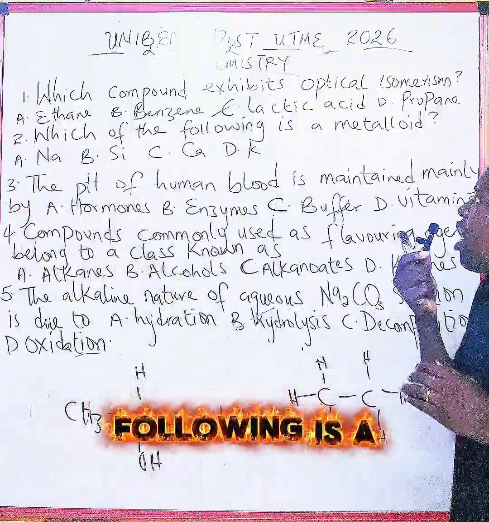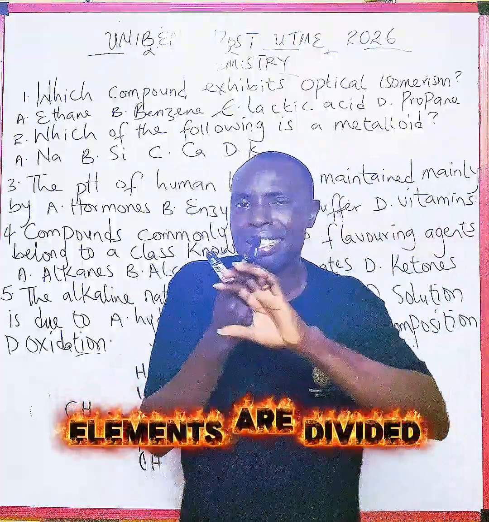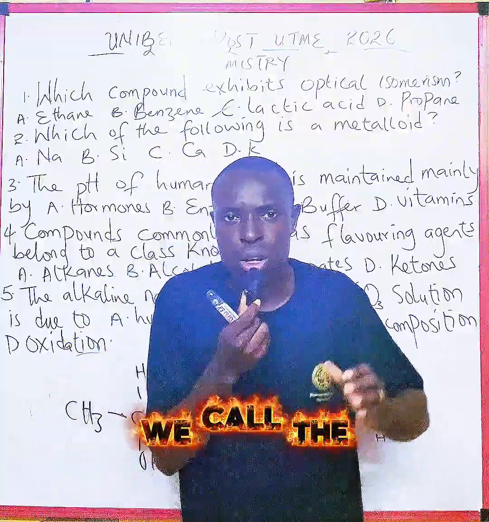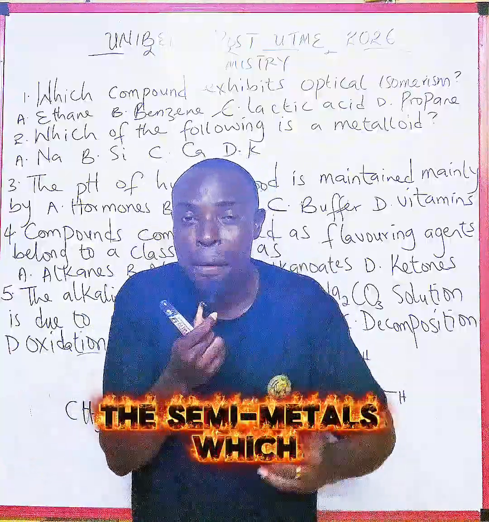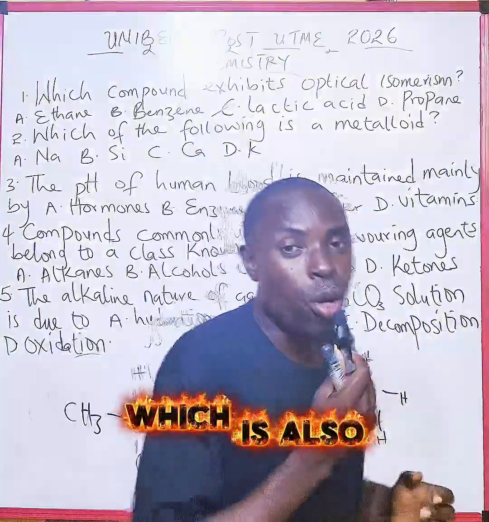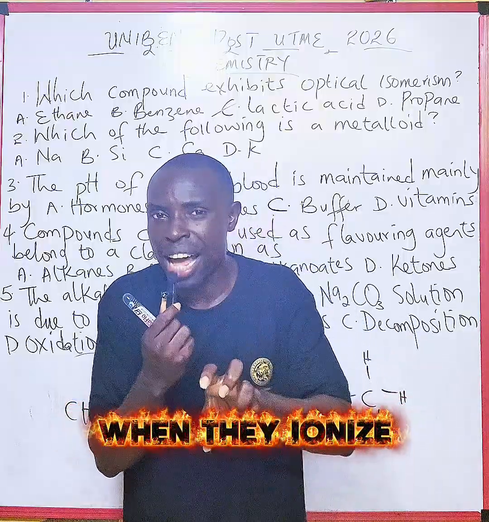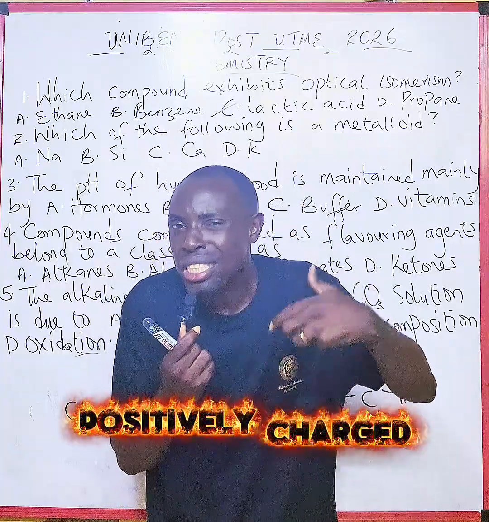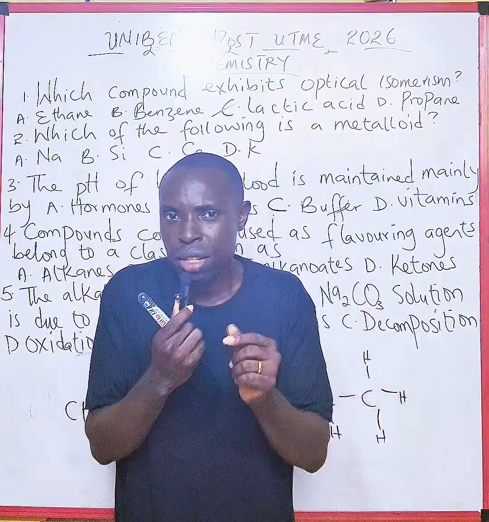Now quickly, without wasting time, we move to number 2. Which of the following is a metalloid? We should understand that elements are divided based on their chemical properties into 3: the metals, the non-metals, and the semi-metals, which are also called metalloids. Now what are metals? Metals are elements that, when they ionize, lose electrons. When they lose electrons, they become positively charged, and they are found on the left side of the periodic table.